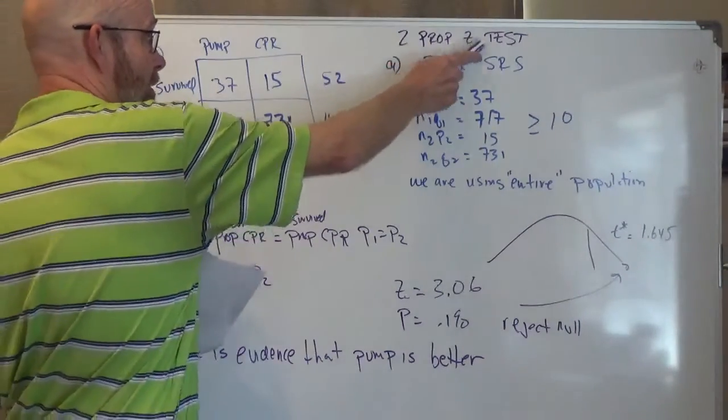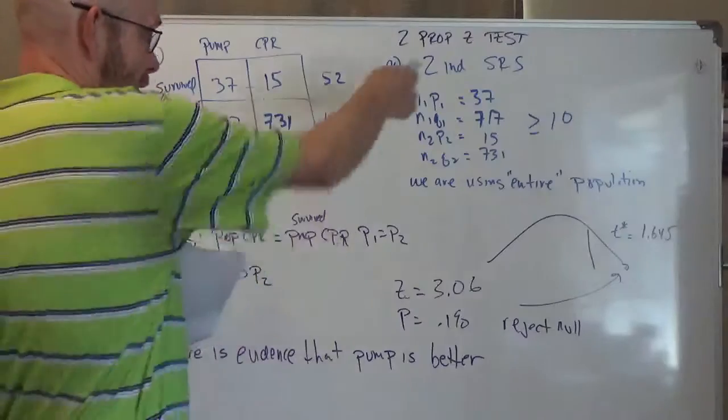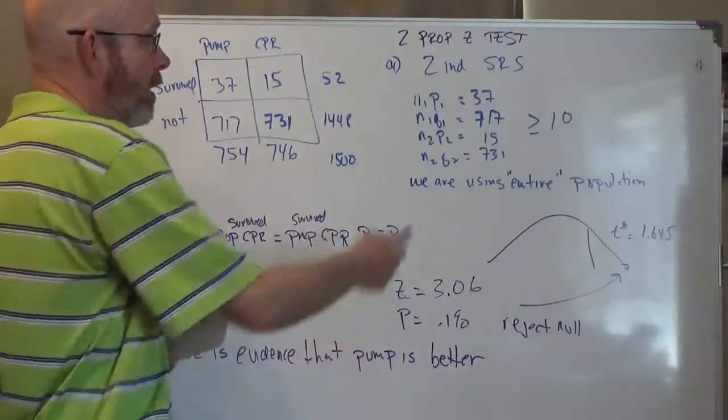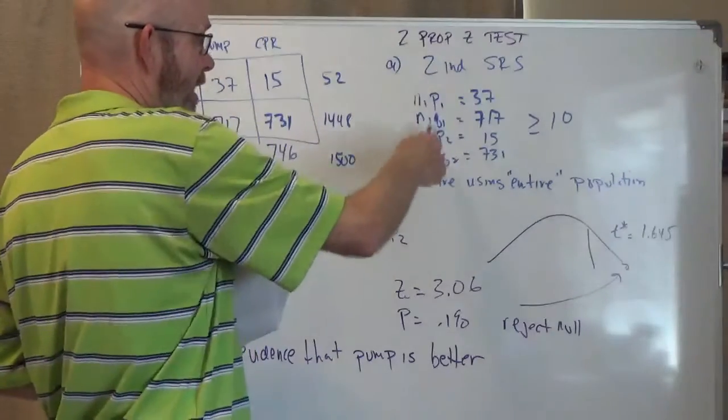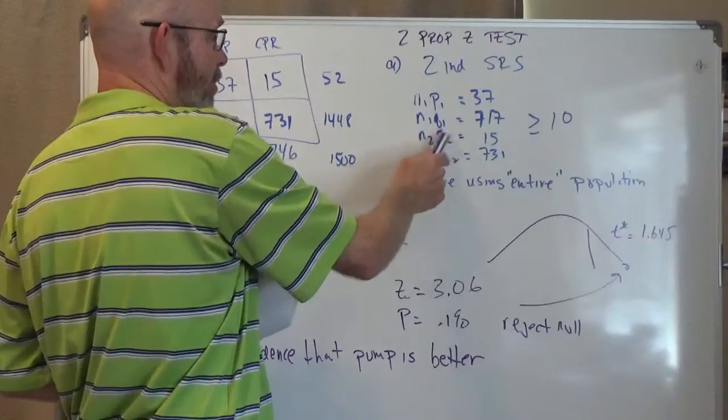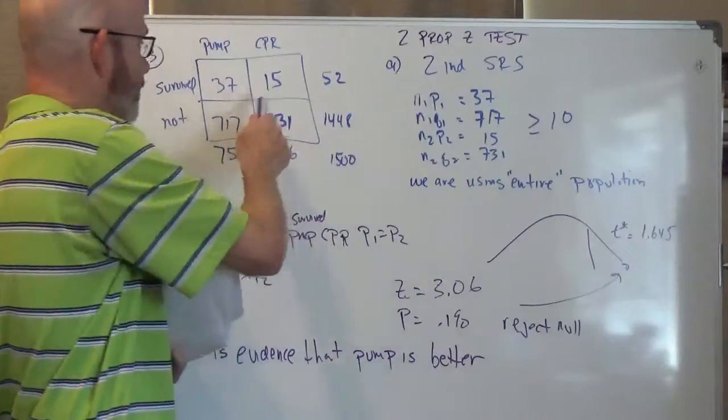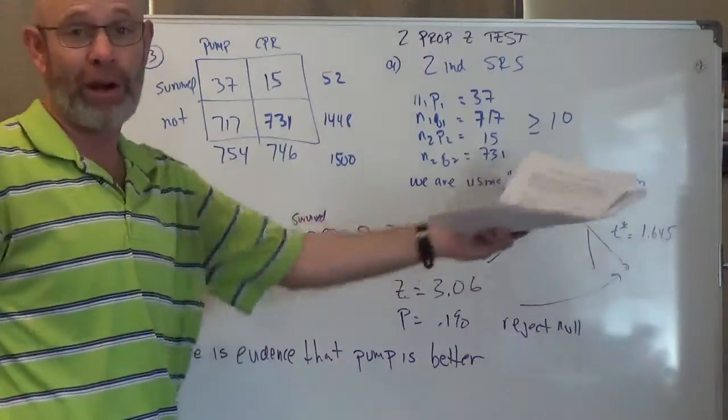So this is a 2 proportion Z test. Somewhere you need to name the test, either here or down here, doesn't really matter where. 2 independent simple random samples. Sample size is big enough. N1 P1, N1 Q1, N2 P2, N2 Q2: 37, 15, 7, 17, 7, all greater than or equal to 10.